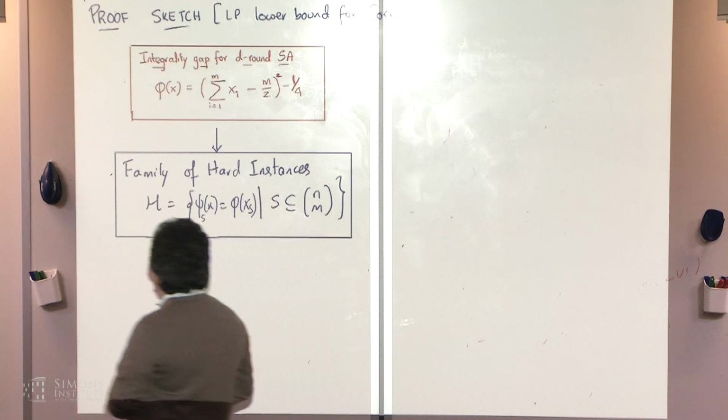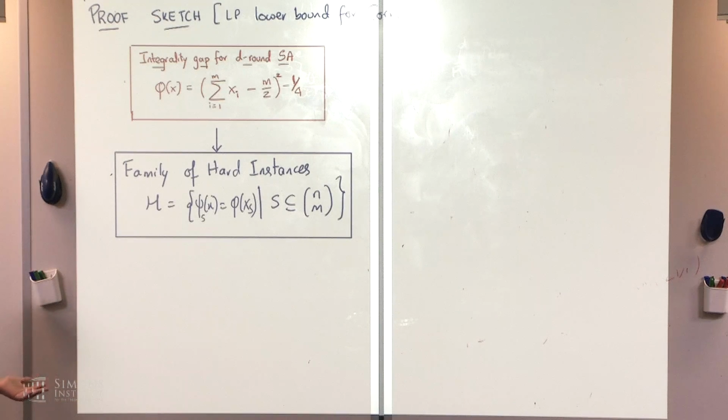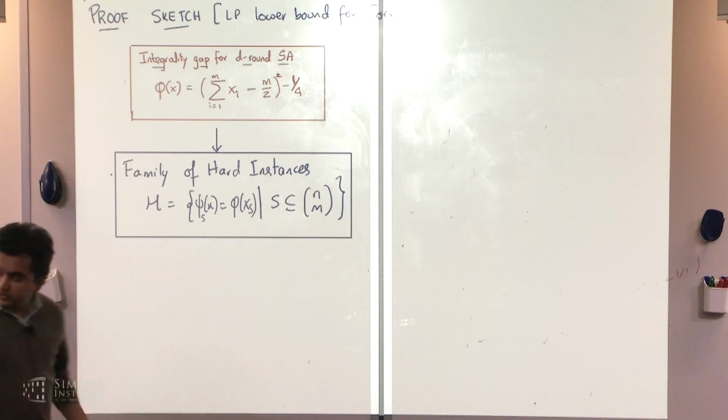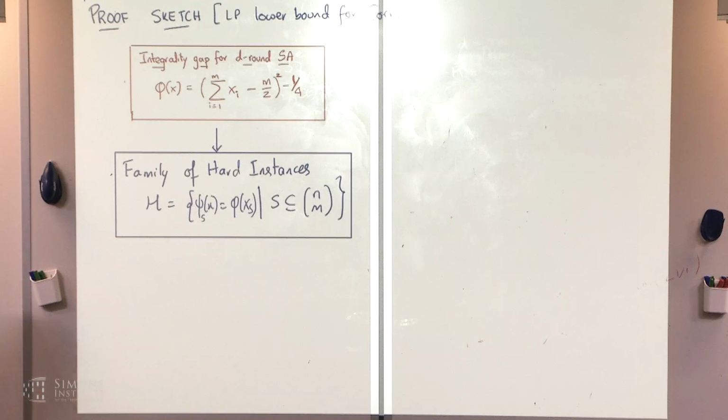Okay, so here's our approach. Again, we will use lower bounds for Sherali-Adams or sum of squares. In the rest of the talk, I'll actually be mixing up Sherali-Adams and sum of squares, mainly because the proofs are going to be very similar. But for concreteness, let's say Sherali-Adams.